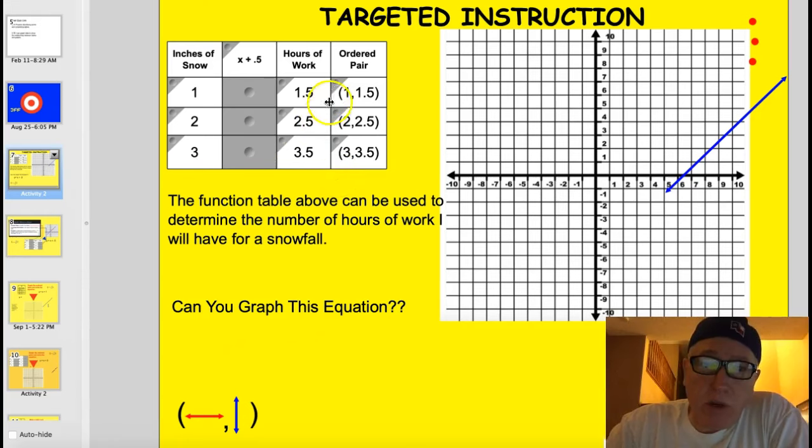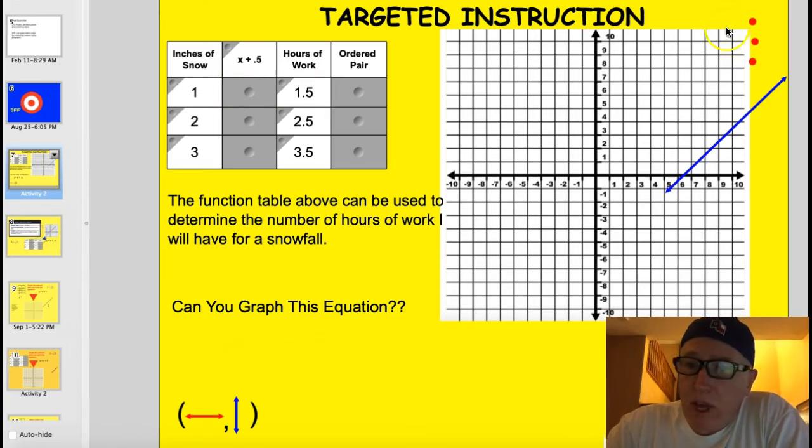Here's this first one. I'm going to graph (1, 1.5). So here, I grab my point. Always start at the origin. I'm going to go over 1 and up 1.5. Grab another one. I'm going to start at the origin, go over 2 and up 2.5. And I'm going to grab the next one. Let's go over 3 and then up 3.5.